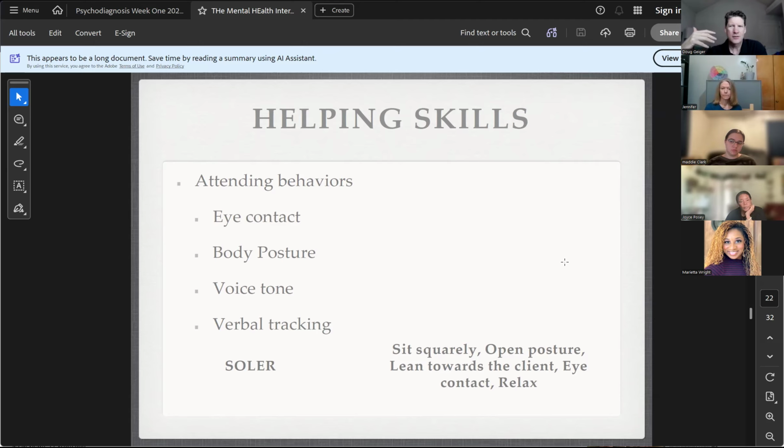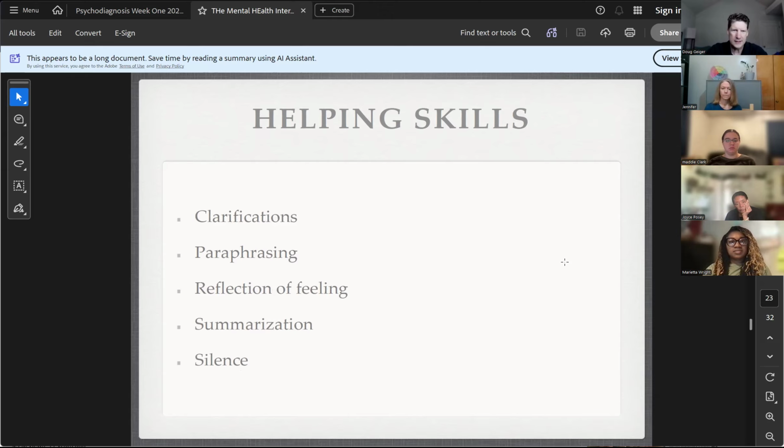Will you get serious at times? Will your tone of voice get serious when you need it to? Your verbal tracking and so on. So the SOLAR is sit squarely, open posture, lean towards them with good eye contact. And the R is relax during this time. So that's the part, relax and slow down and get to the meat.